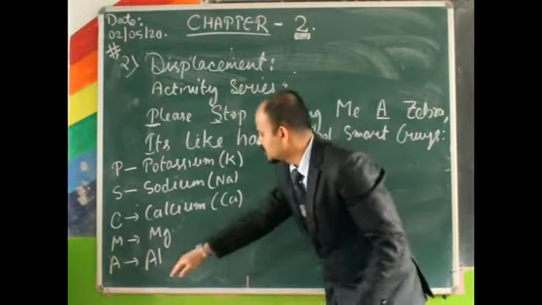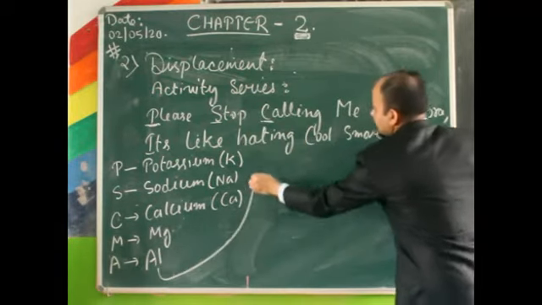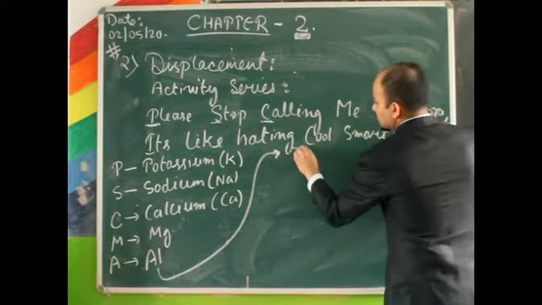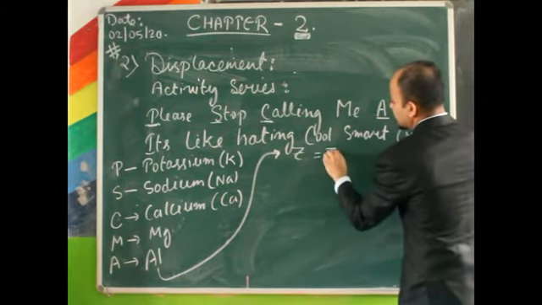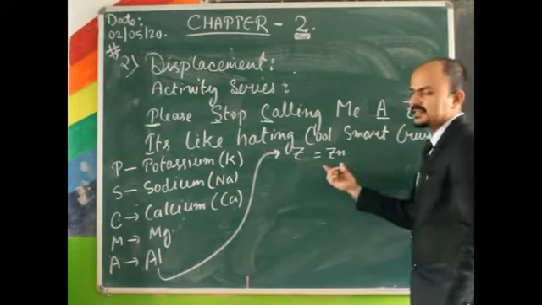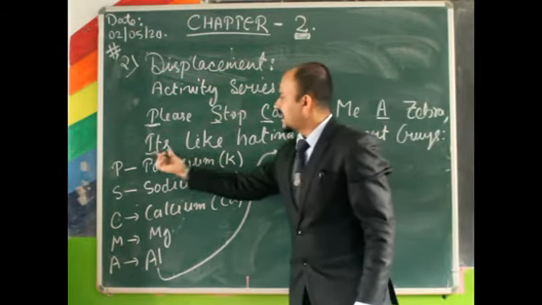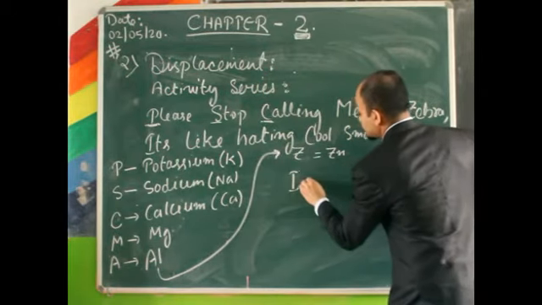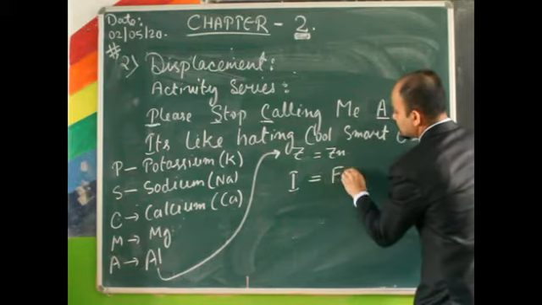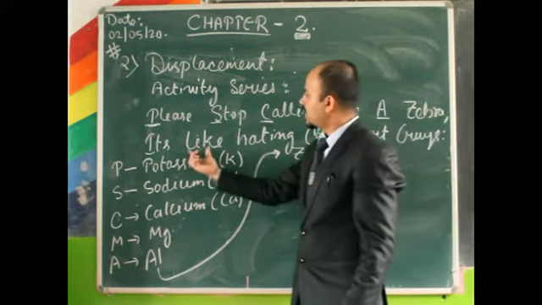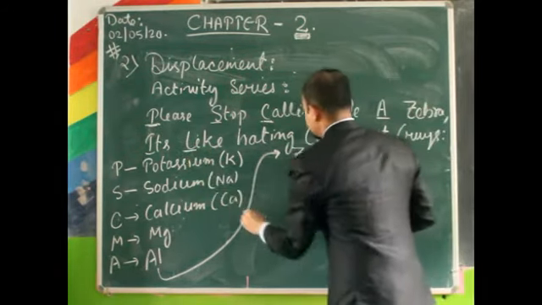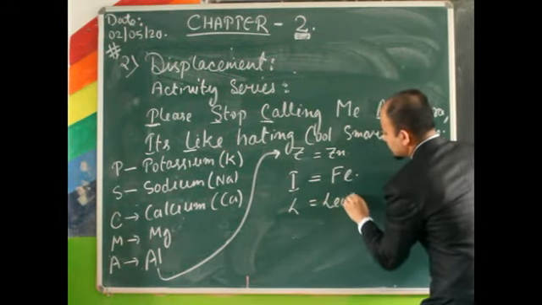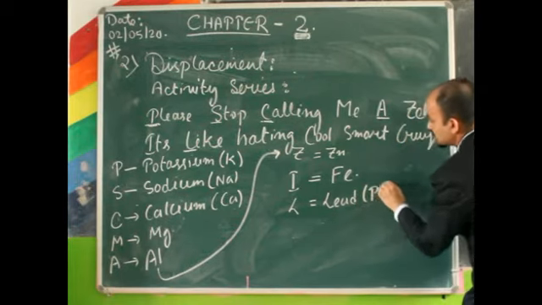So I am continuing this series here. So after A, what you have? Zebra. So Z stands for zinc. So I am writing the symbol. Okay now, it's ITS. It stands for iron. Iron is Fe. So L stands for lead, that is Pb.